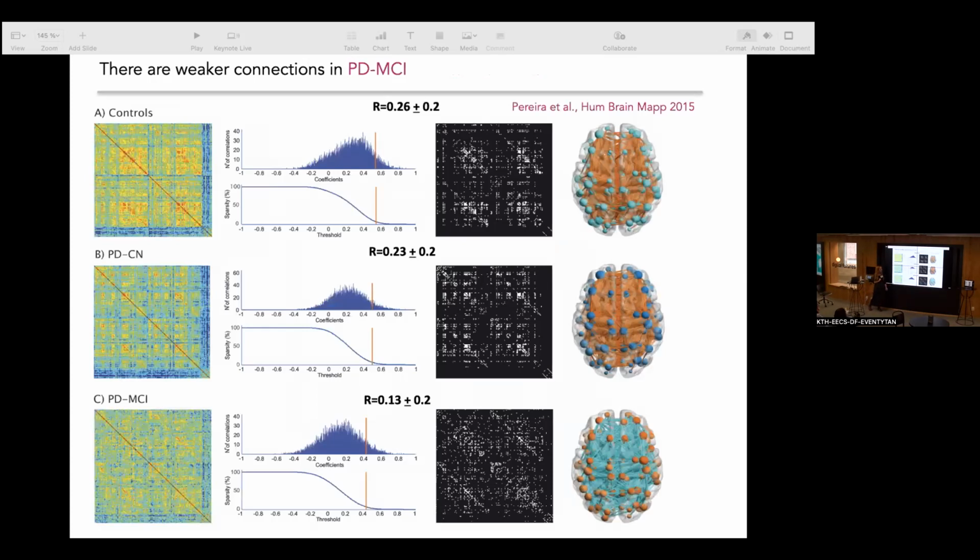And one of the things that we observed was that when we built the networks for this Parkinson group with cognitive impairment and compared it to Parkinson patients that were cognitively normal and a group of controls, we found that the strength of the connections was significantly decreased. And you can see here by the binary graphs how disorganized the connections were compared to the other 2.